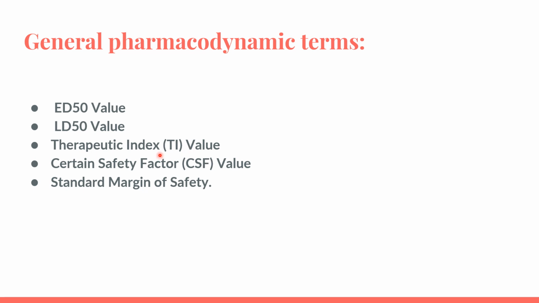The therapeutic index, or the TI value, is calculated as LD50 divided by ED50. Therapeutic index value provides a measure of the safety margin of the drug. The certain safety factor, or the CSF value, is determined by the ratio of LD1 to ED99, representing a specific safety factor for the drug.